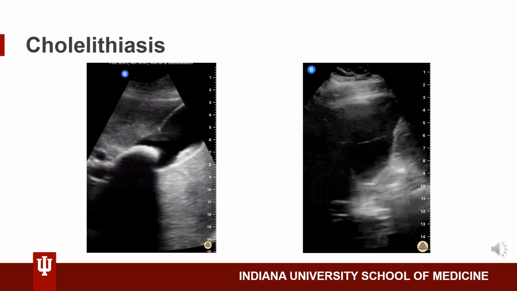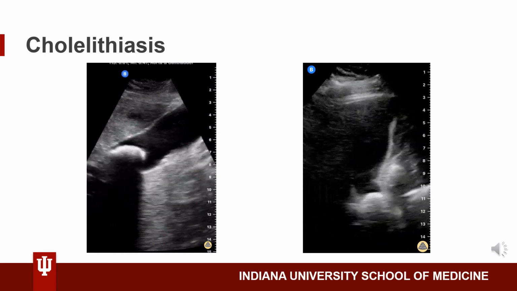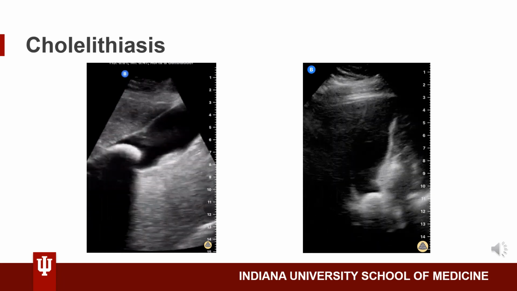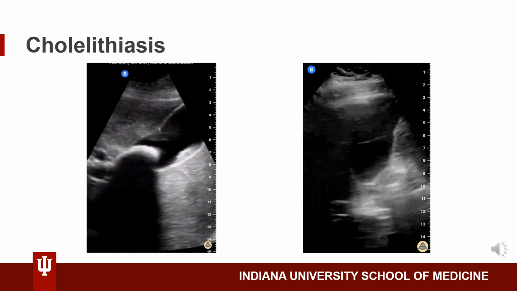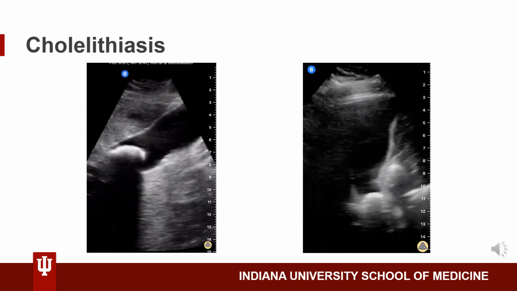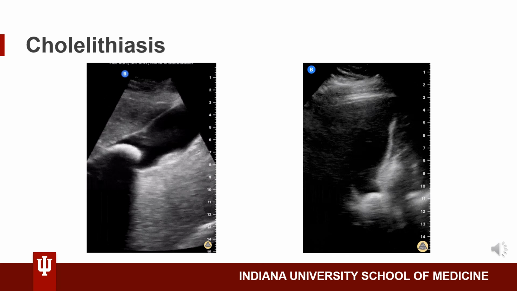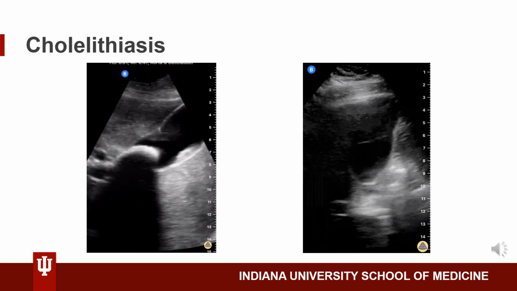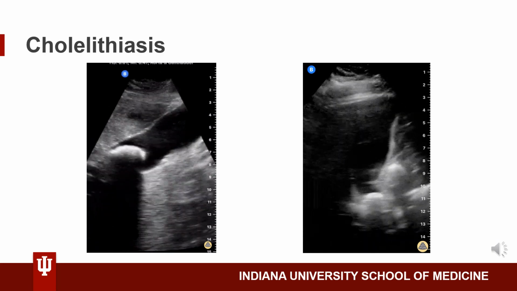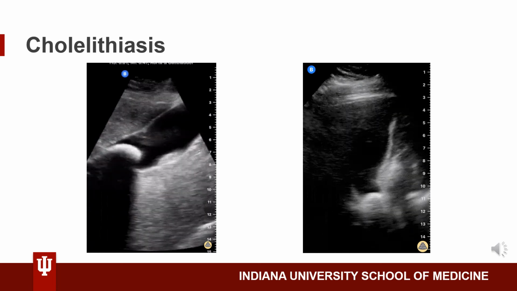Here are a few examples of cholecystitis. Both of them show a stone that is stuck in the neck of the gallbladder. That bright white line is the stone, or what we can see of the stone, and then behind it there is shadowing, which is because the ultrasound waves can't penetrate through the hard calcification of the stone itself.